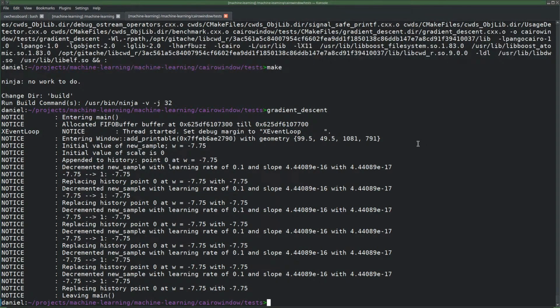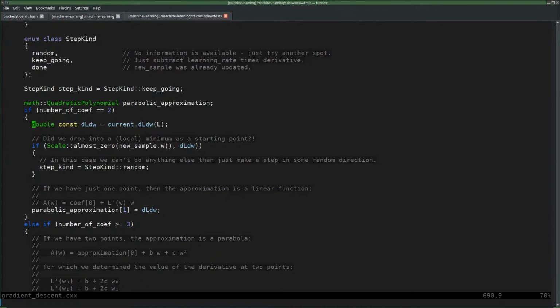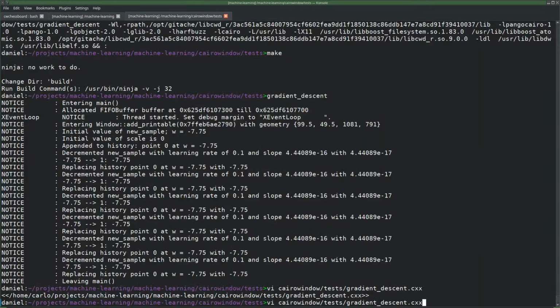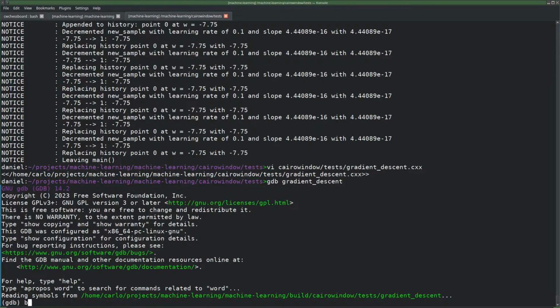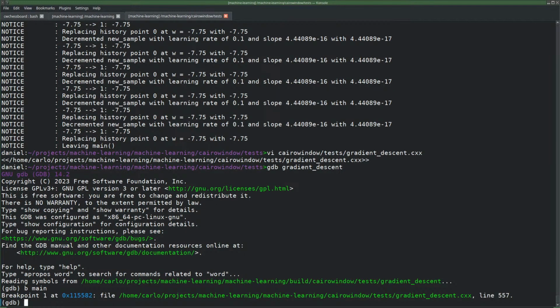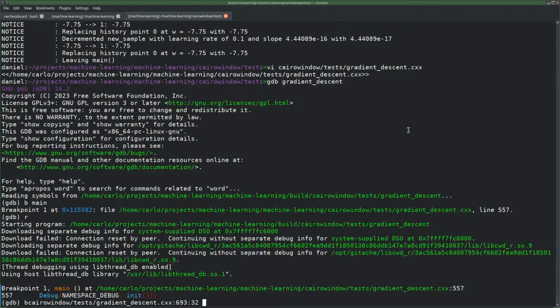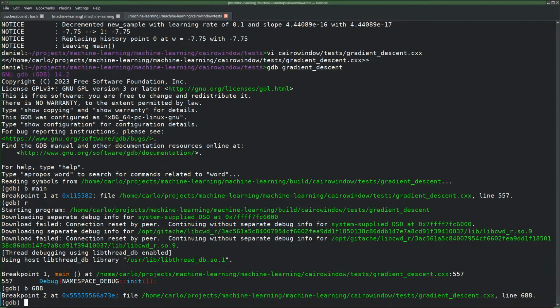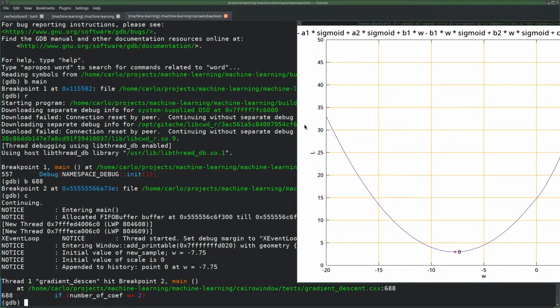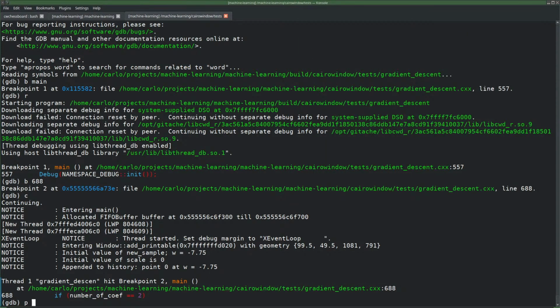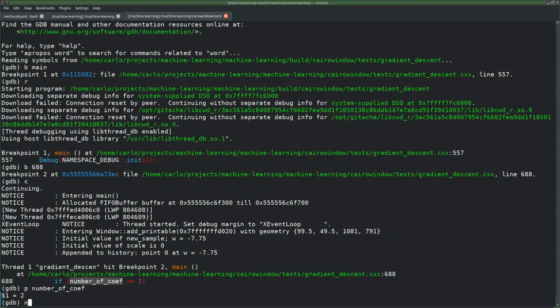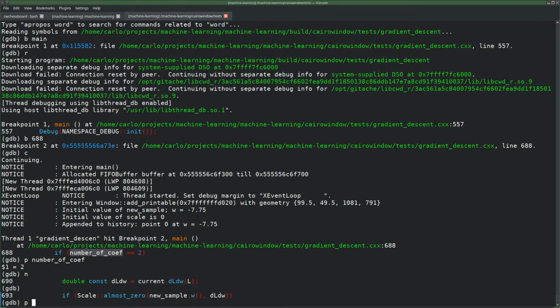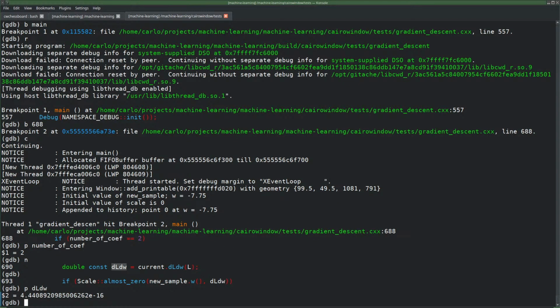Okay, back to GDB. What was the line number? 688 is the line number now. It's already there. Oh, break main. Yeah, whatever. Break 688. Continue, step. Yeah, number of coefficients is obviously 2 because you just entered it. This is still, yeah, this is 10 to the power minus 16.